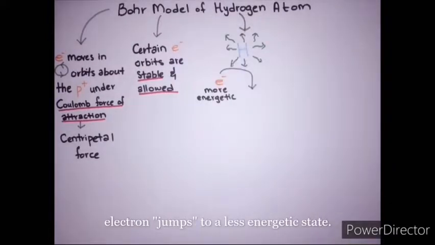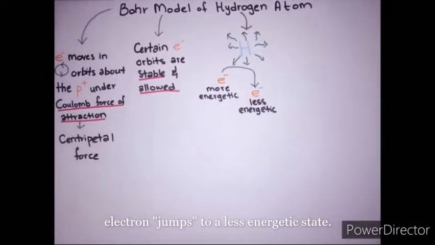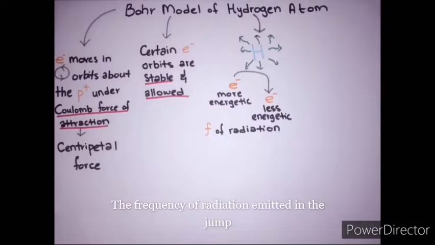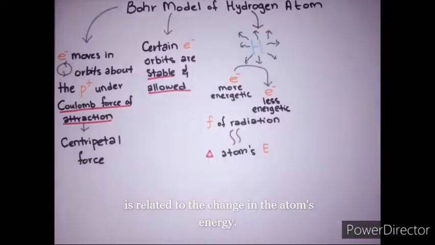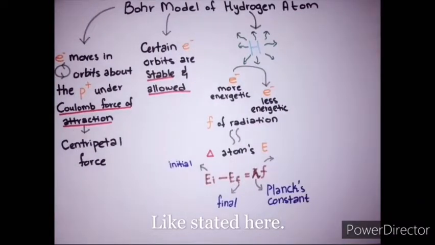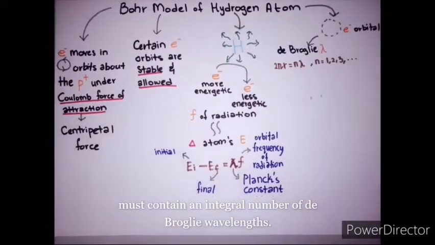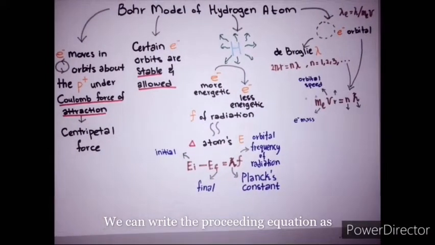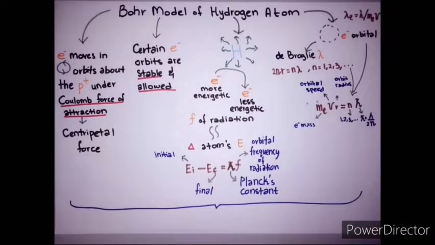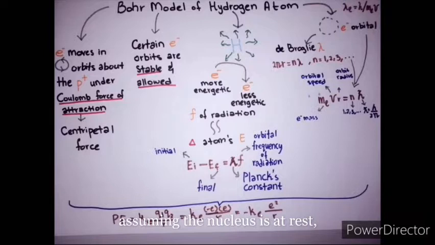Radiation is emitted by the hydrogen atom from a more energetic initial state when the electron jumps to a less energetic state. The frequency of radiation emitted in the jump is related to the change in the atom's energy. Like stated here, the circumference of an electron's orbit must contain an integral number of de Broglie wavelengths. We can write the preceding equation as, because the de Broglie wavelength of an atom is given by this formula. With these four assumptions, we can calculate the allowed energies and emission wavelengths of the hydrogen atom, in which the electron travels in a circular orbit of radius r with an orbital speed v.